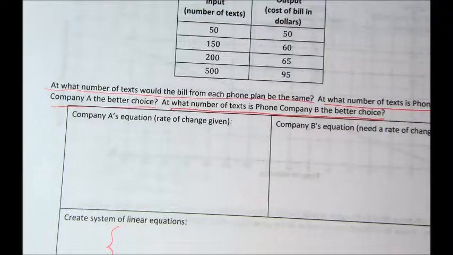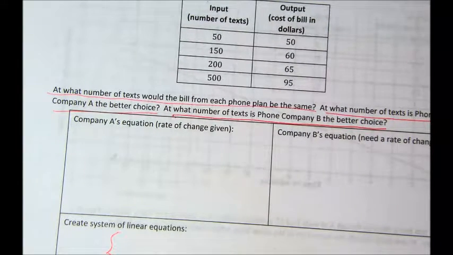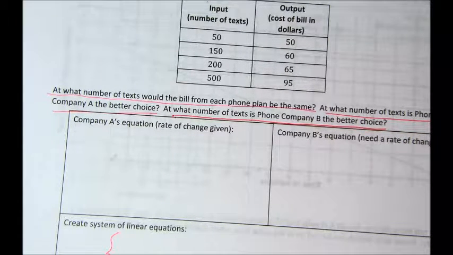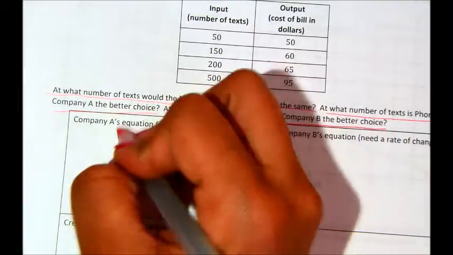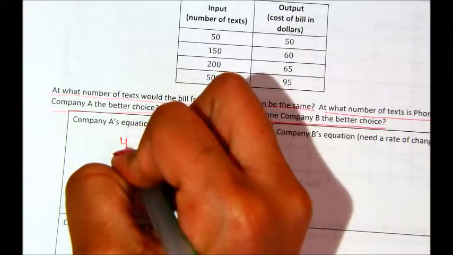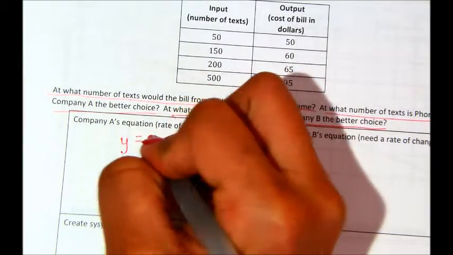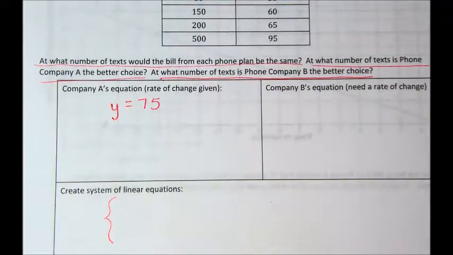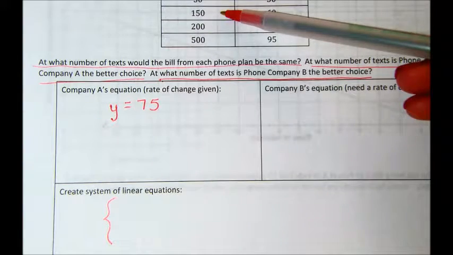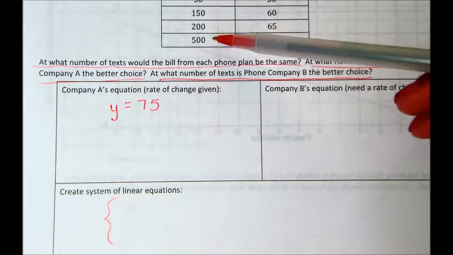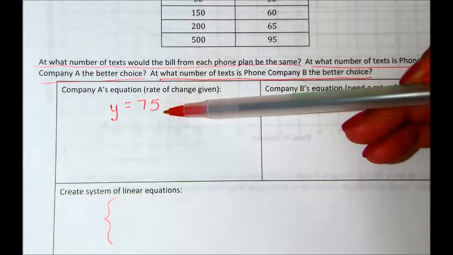All right, so let's start with company A's equation. We have been given the rate of change for company A, so we need to write the equation that represents company A. Because I was told that company A's total cost, Y, is equal to $75 each month, I can write the equation Y equals 75. Why is there no X in this equation? Yeah, there's no X because we were told it was a flat fee. So that means if I send 150 text messages, my bill is $75. If I send 500 text messages, my bill is $75.